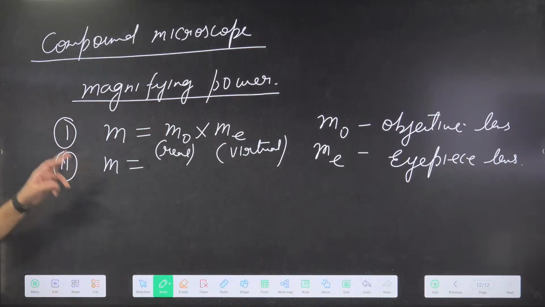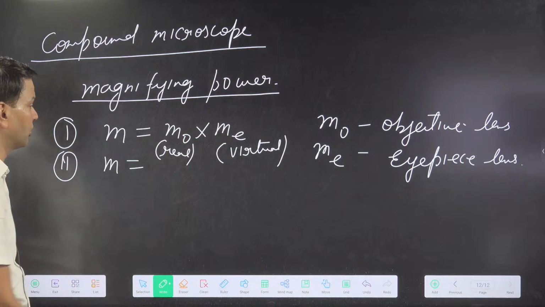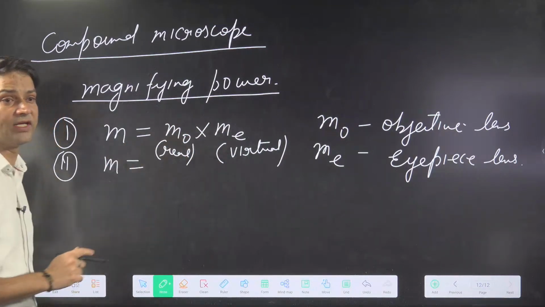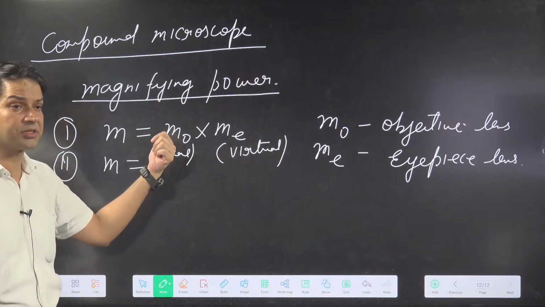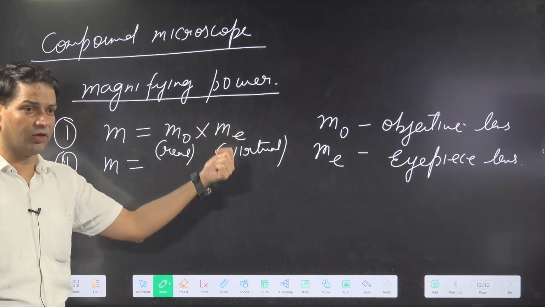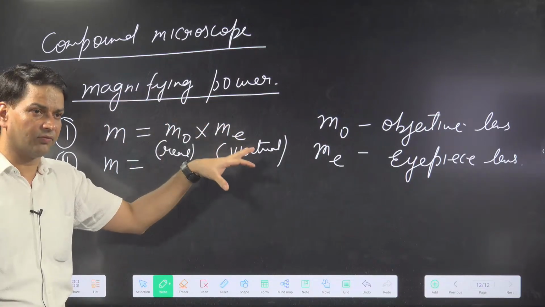So for the real image, magnification is negative. For virtual image, magnification is positive. So overall magnification will always come negative. If negative and positive options are there, we will go with the negative option. Why? MO real, ME virtual. Means objective will form the real image, eyepiece will form the virtual image.